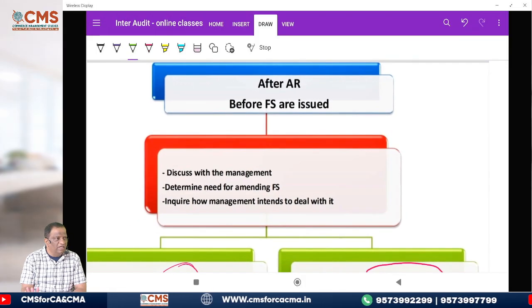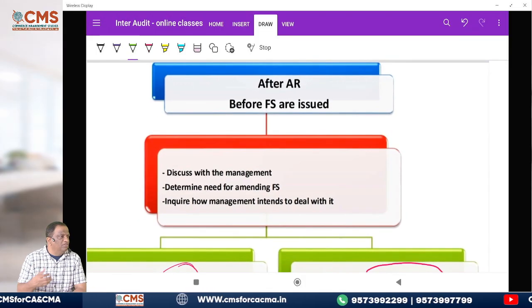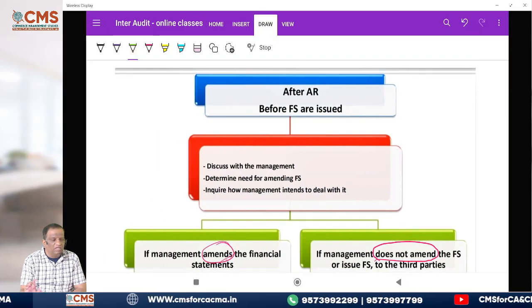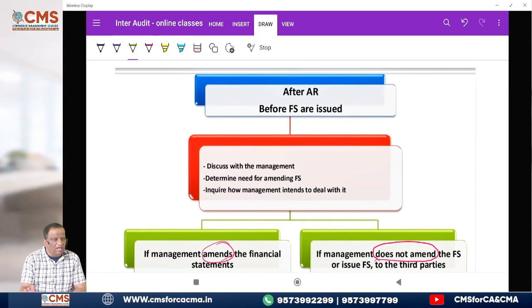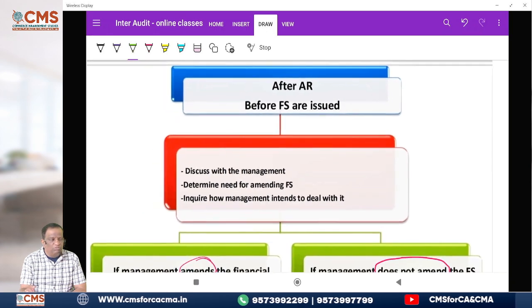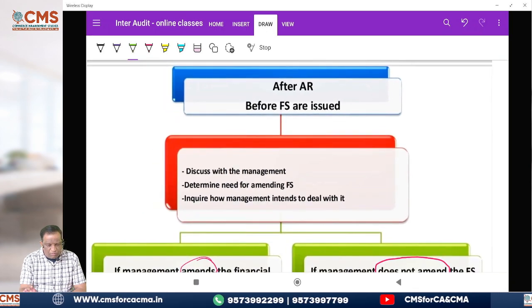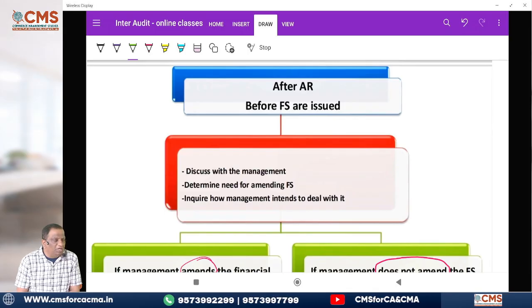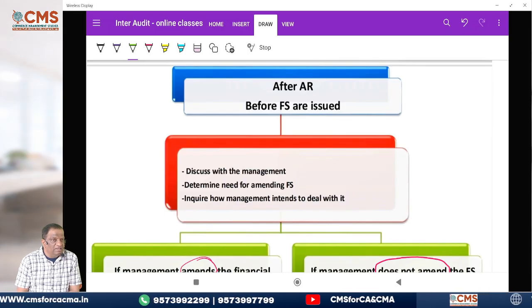Because this is a small standard, mostly the standard is full of theory. That is what we are trying to convert into some simple charts for your clear understanding, so that you can answer them comfortably. This one is after the audit report, but before the financials are issued. Now you tell me, where is my audit report now? With whom is it? Management.